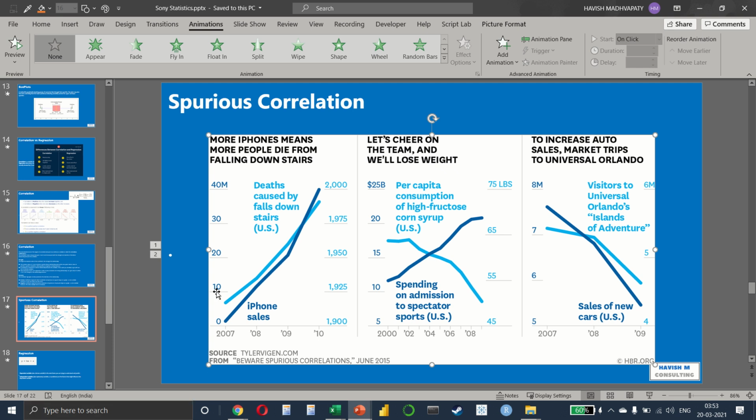we see that when more iPhones were sold between 2007 to 2010, the iPhone was launched in 2007, the number of deaths caused by falling down stairs also increased. And these seem to be extremely highly positively correlated. But that doesn't make any sense, right? Because why would more iPhones mean that people are falling downstairs? So you have to be very careful because sometimes we are looking for answers when there are none.